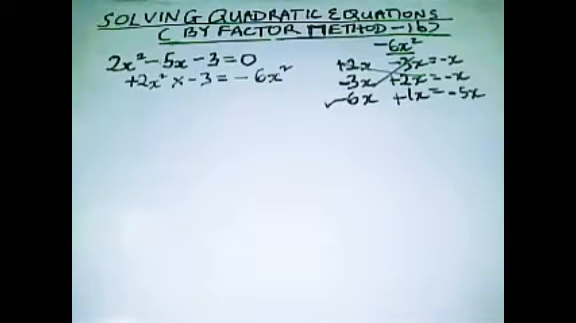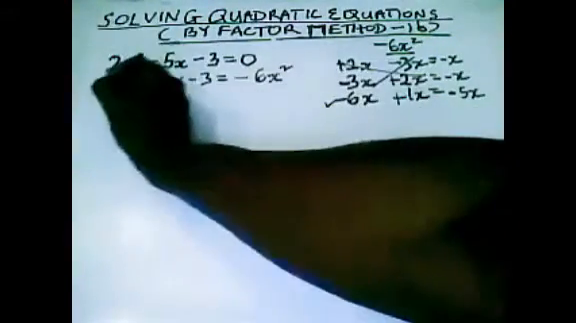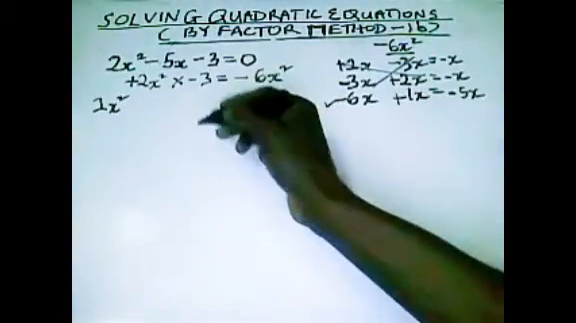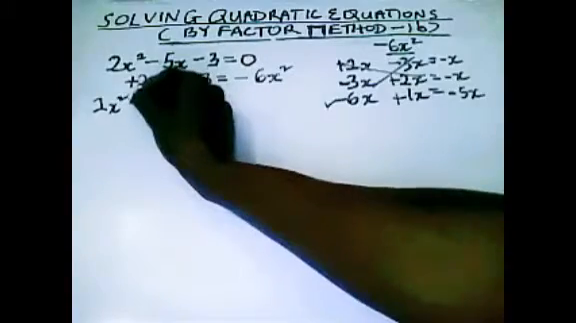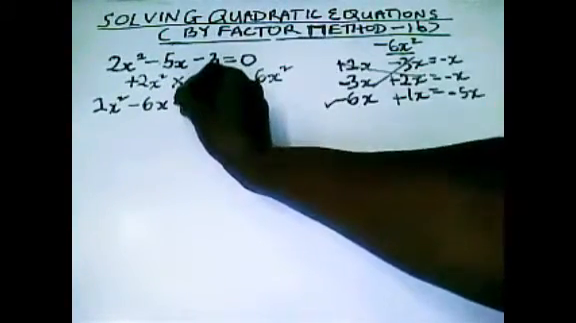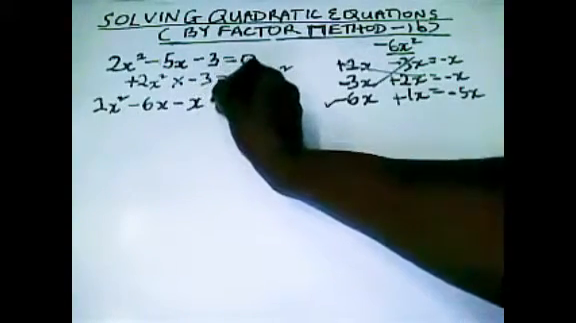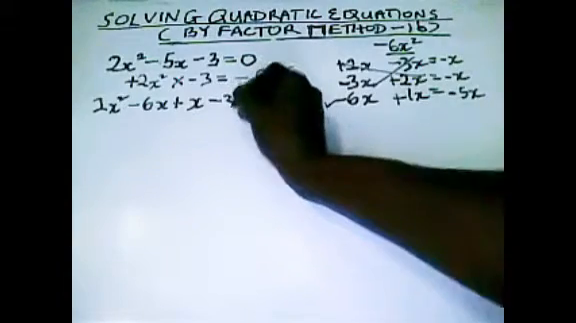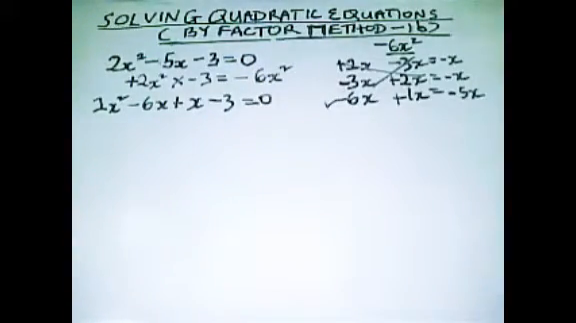So what do we do with minus 6x and plus 1x? We are going to use them to replace minus 5x in the original equation. So let's write it out here. So here we have 2x squared. Then instead of writing minus 5x, we replace it with minus 6x, then followed by plus 1x, then followed by minus 3, then everything equals 0. I believe you are following the steps.